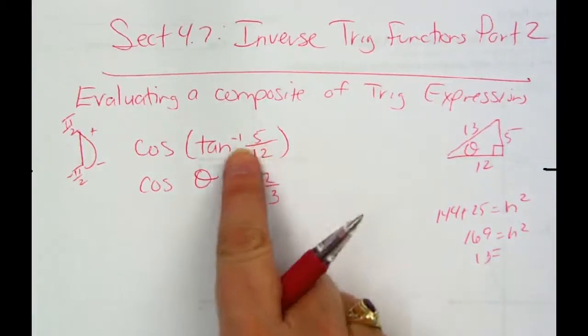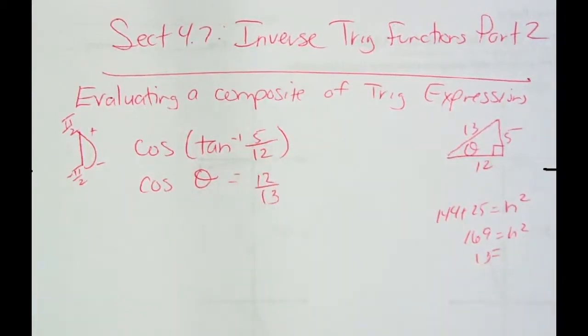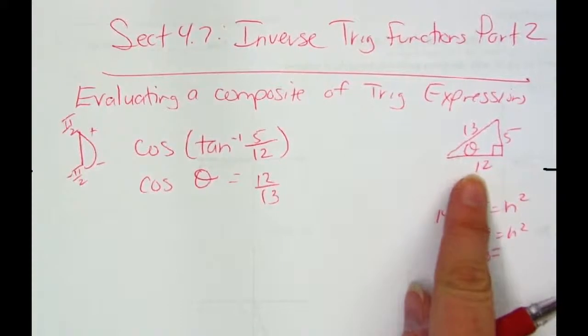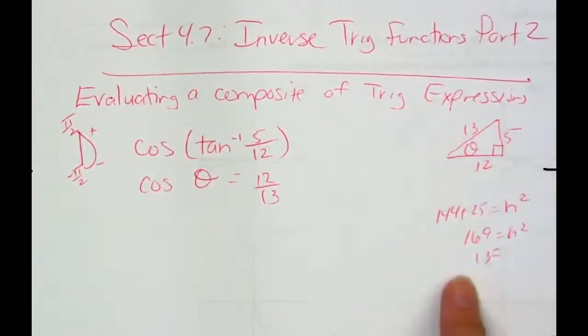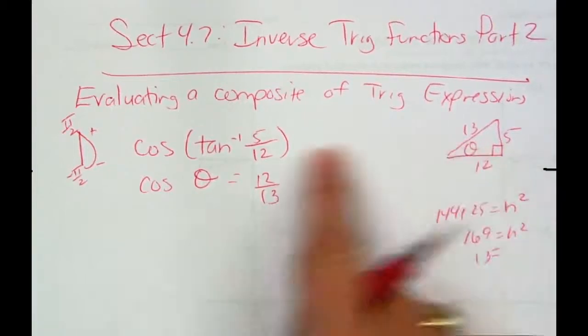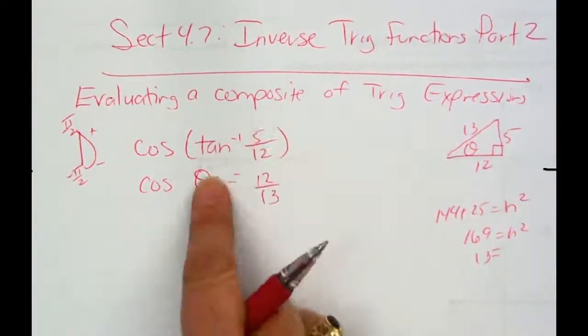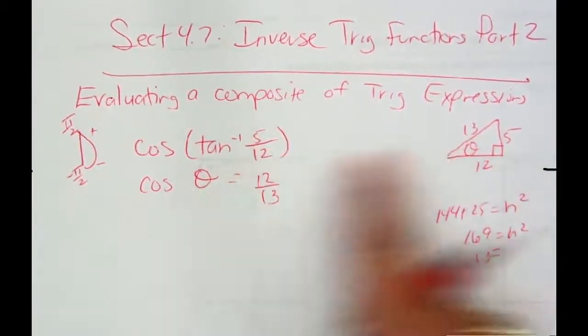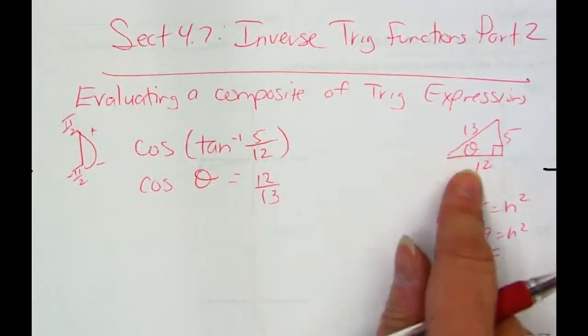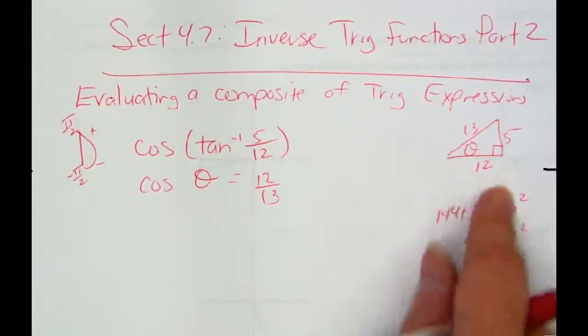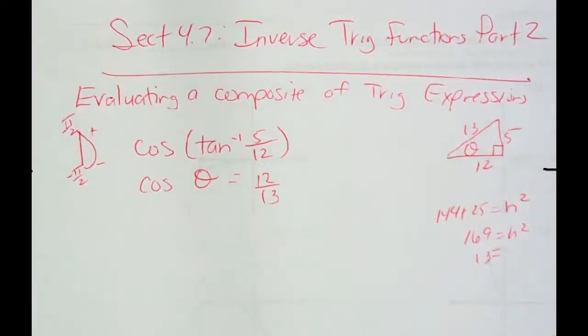Did I ever really answer that middle one? Did I draw it out properly? I did. I filled in all of the sides using the Pythagorean Theorem, and that theta is the answer to the inverse tangent, because that's what I'm finding: a theta. So I just took the cosine of that theta that I don't know, and it's 12 over 13. That I can answer.